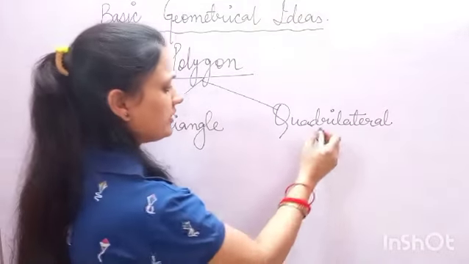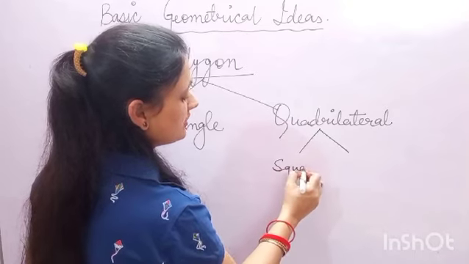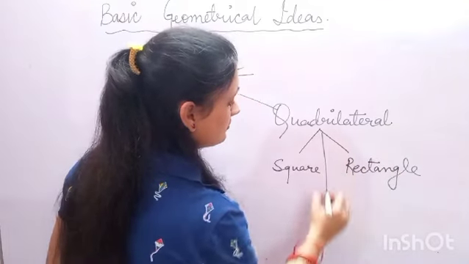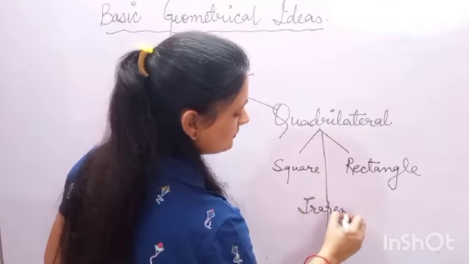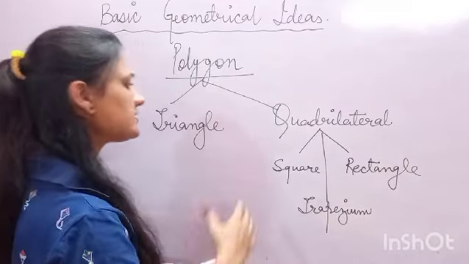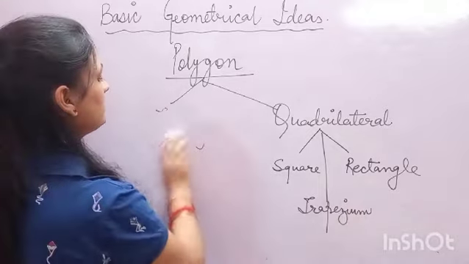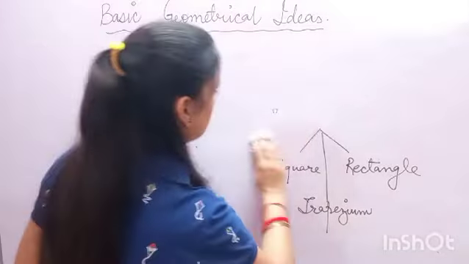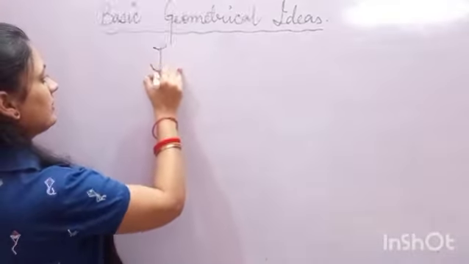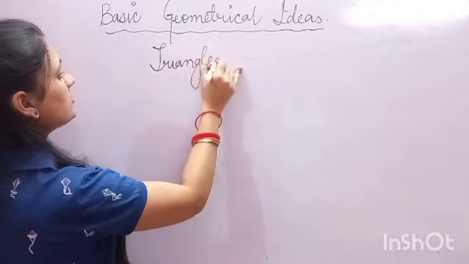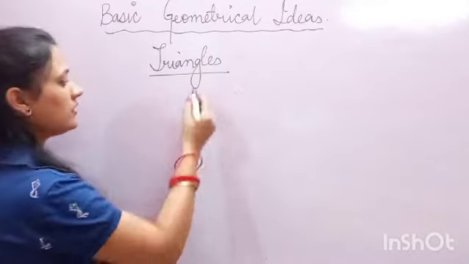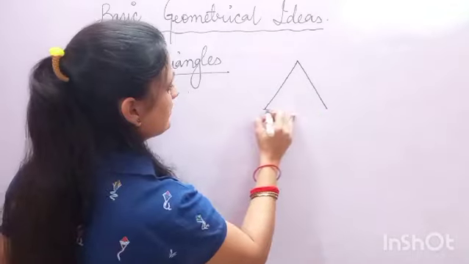And in quadrilateral there are many types again. We can say there is a square, rectangle, trapezium, parallelogram, right? Many more are there. Okay, so let us understand it. In triangle also I'll explain to you types of triangles. But before that, let us start with the topic triangles. If somebody asks you which is the smallest polygon, you can simply say a triangle. Okay. Now let us draw a triangle and try to understand.